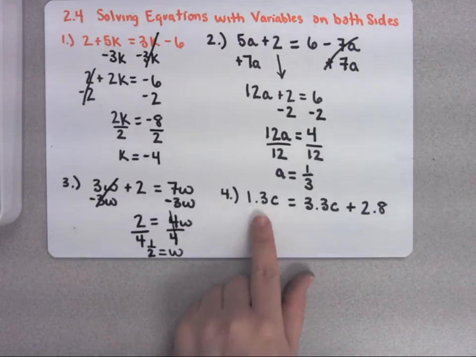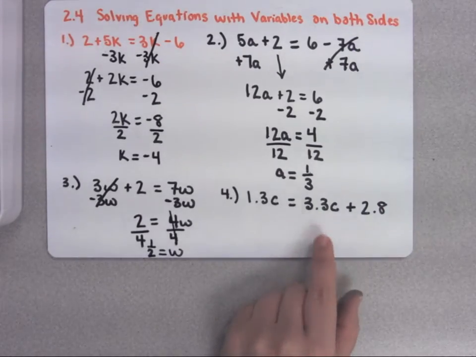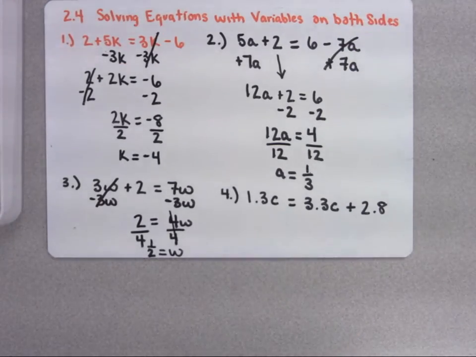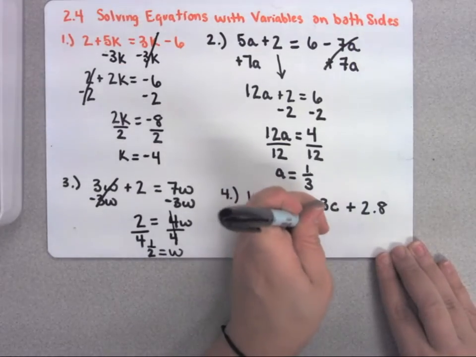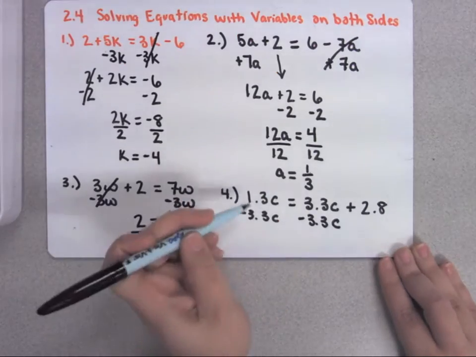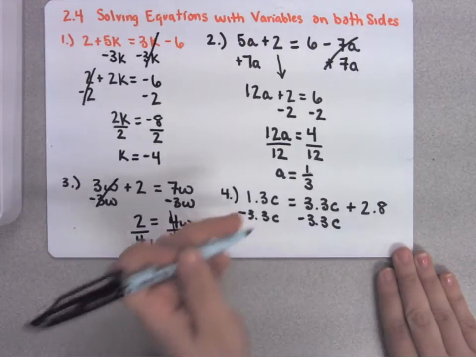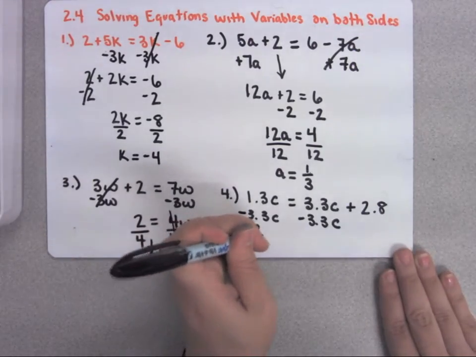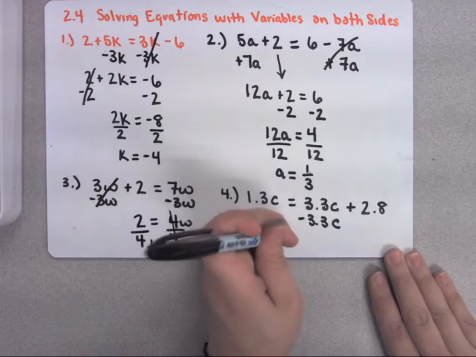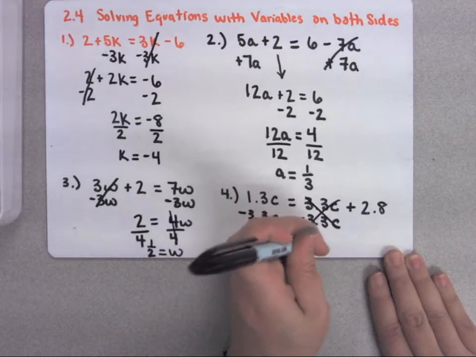Now, this one also, see how this guy is by himself? So leave him alone. You're going to have to move the other c. So how do I take the other c, which is 3.3c, move it to the other side? Subtract it. What is 1.3c minus 3.3c? Close. -2c. Probably subtracted the wrong way. And then we have to put the c next to it. Equals, these 3.3's cancel out. What does it equal? 2.8.